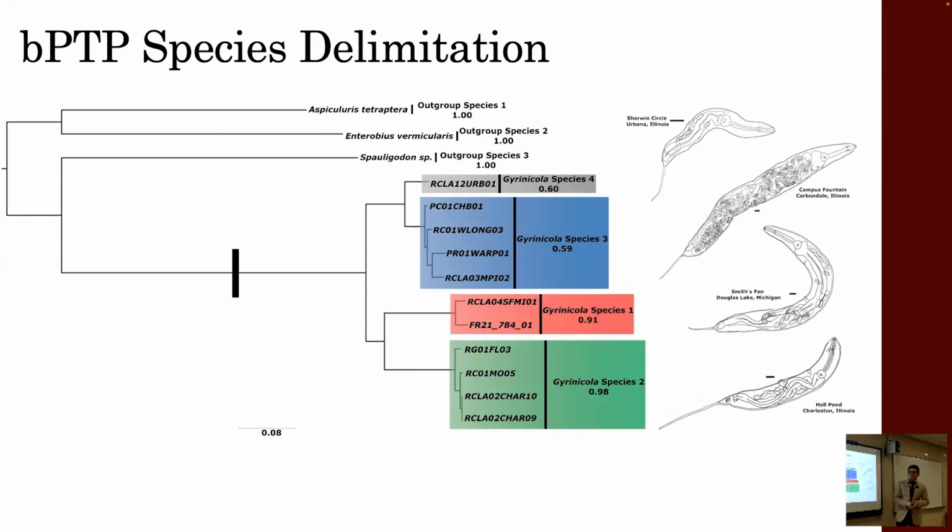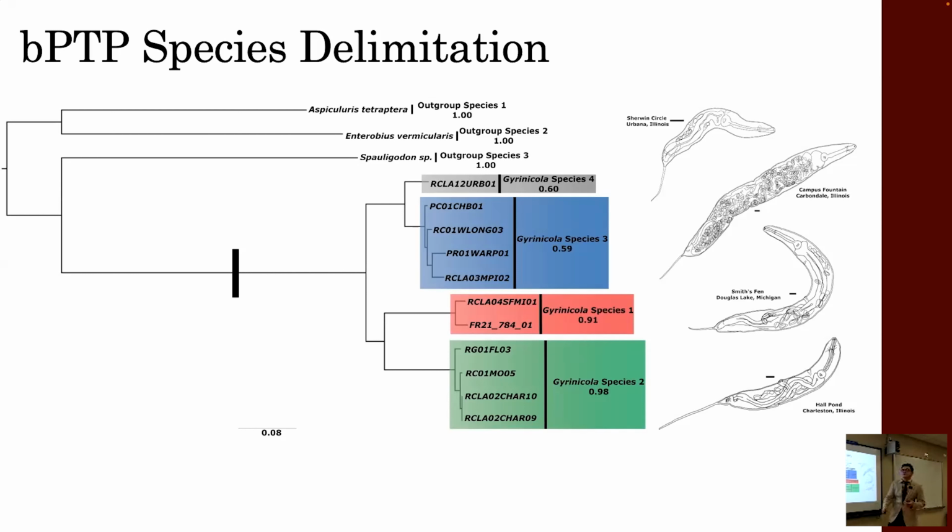So I used a BPTP analysis, which is a Bayesian implementation of the Poisson tree processes that uses the branch lengths and the rates of mutation along those branches to estimate possible species. The first thing I looked for was that it was capable of recognizing that my 3 outgroup species were separate species. If it had those together, something was probably wrong in my tree, but it did successfully do that.